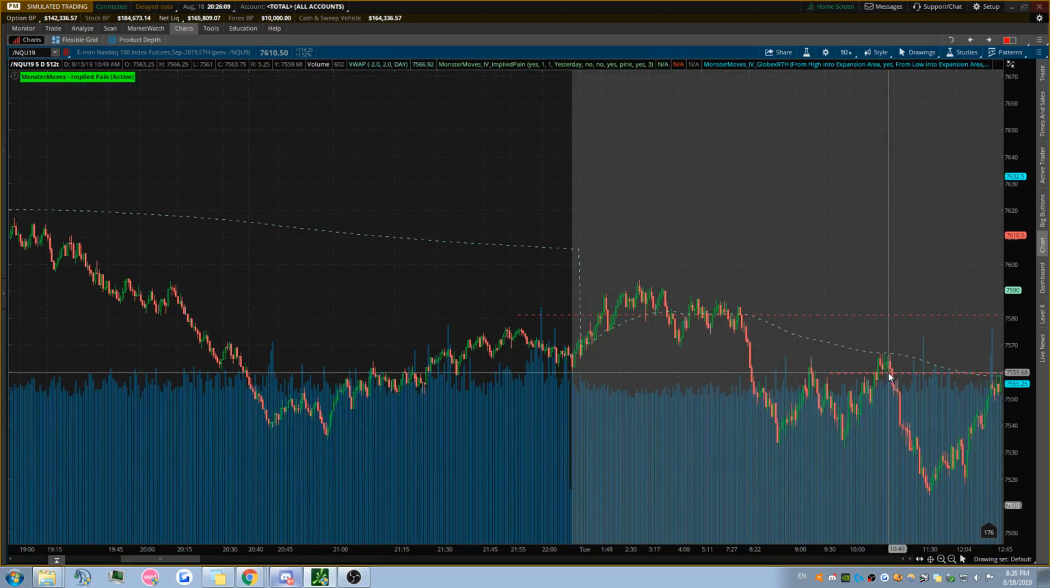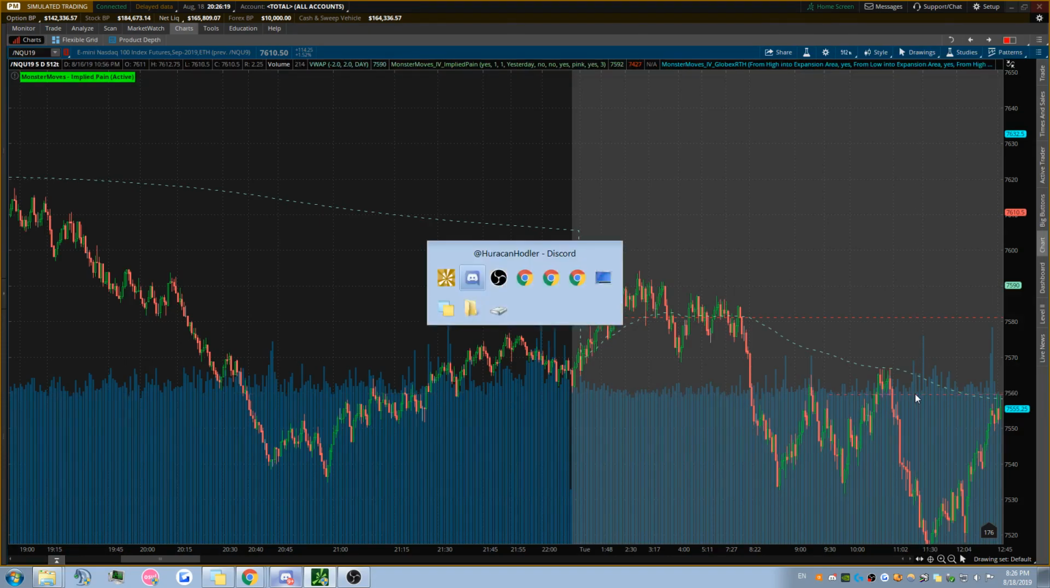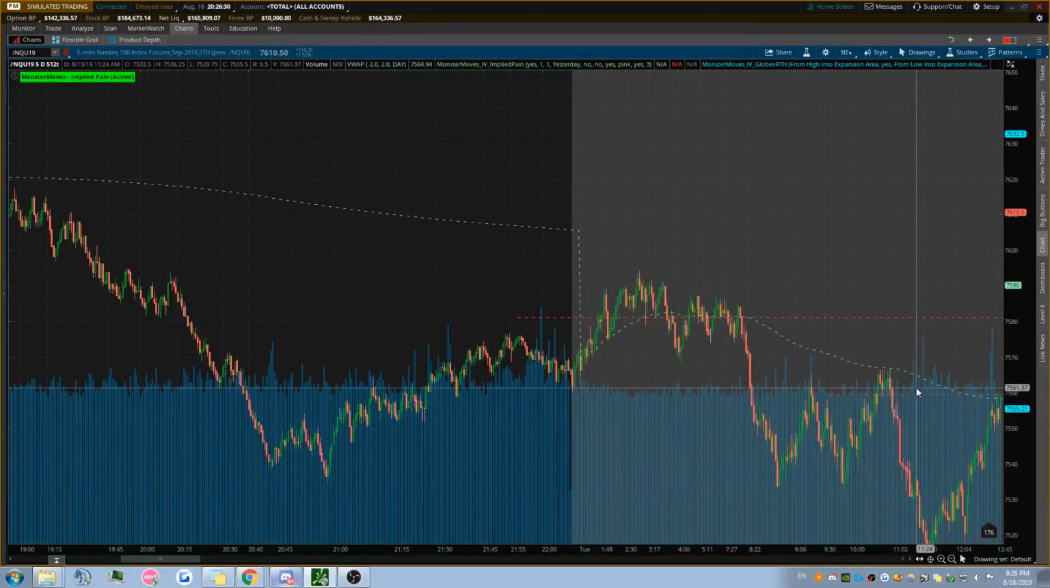Okay, wait. Let me document this. It's a short. Short from 75.59.5. Stop loss is right above there. I don't want to document that though. If I get stopped, I get stopped. I know my stop is right there.